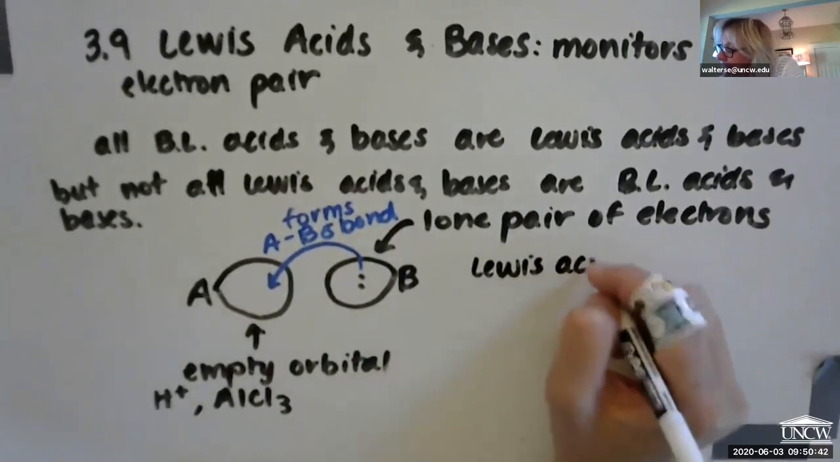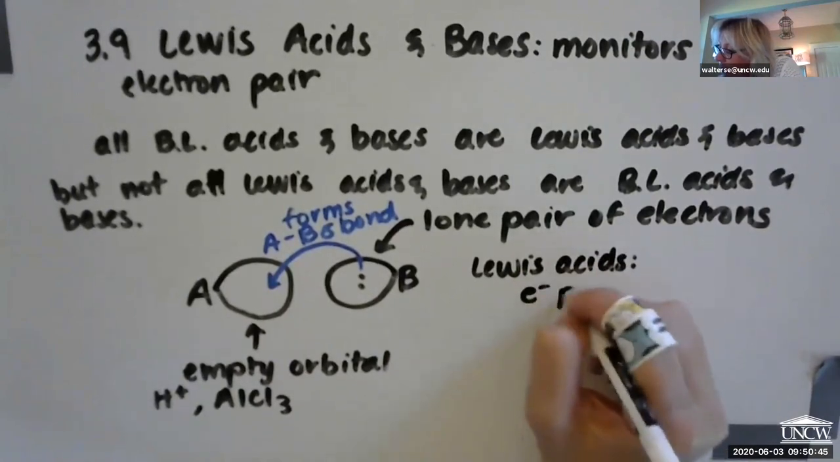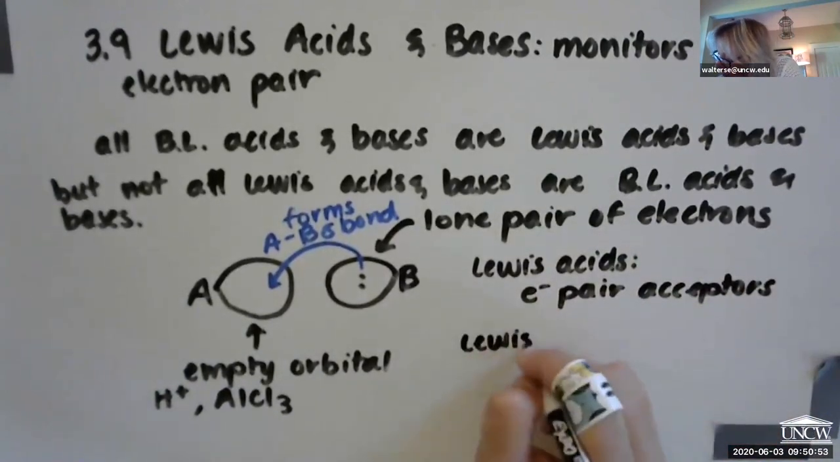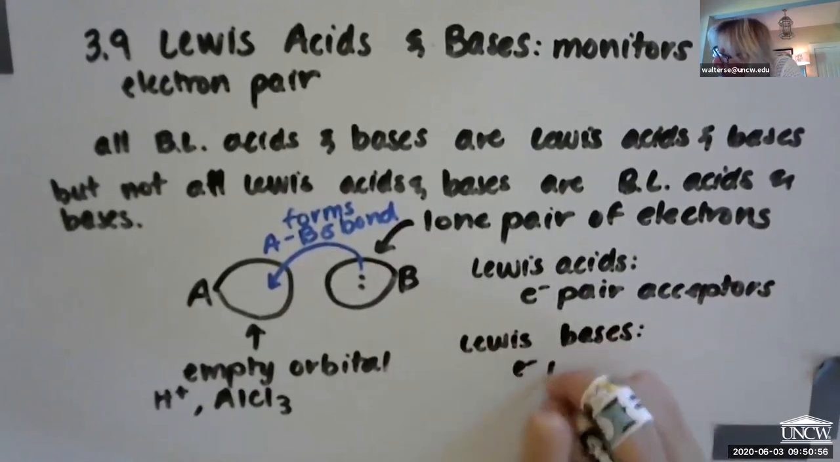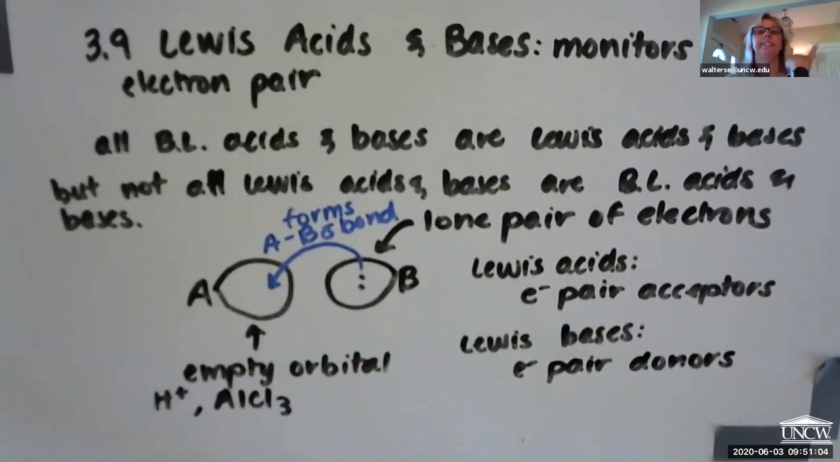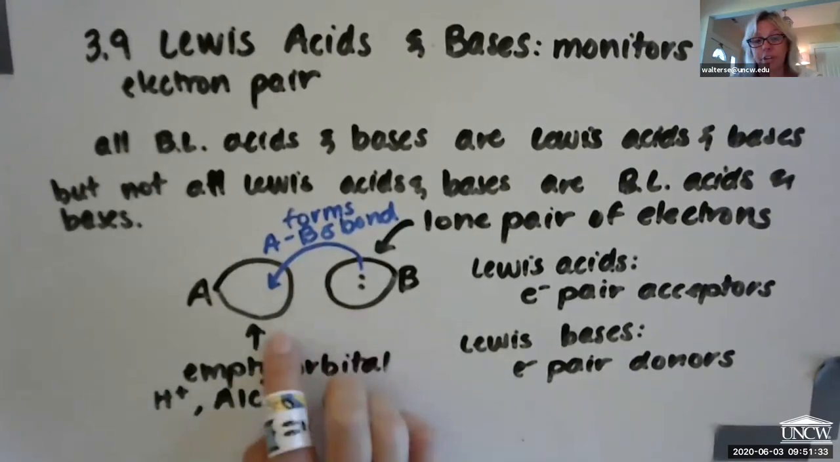So Lewis acids are all electron pair acceptors. Lewis bases are electron pair donors. So when you use the words acids and bases, by default, you're speaking about Bronsted-Lowry acids and bases. If you want to talk about the Lewis model, you have to call them Lewis acids and Lewis bases. You can't just call them acids and bases. Okay. The reason why this is so important is that it allows us to talk about chemical reactions as acid-base reactions, even if they don't involve the transfer of a proton. We just have to monitor electron transfer.